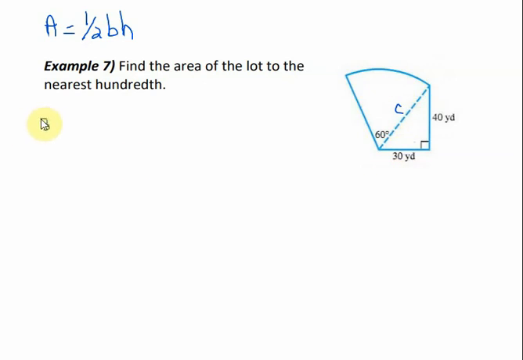A squared plus b squared equals c squared. Then to solve that, I would take the square root. All I have to do is put that in my calculator, the square root of 30 squared plus 40 squared, and I get 50. So that's c.